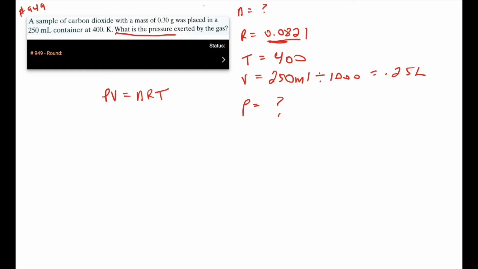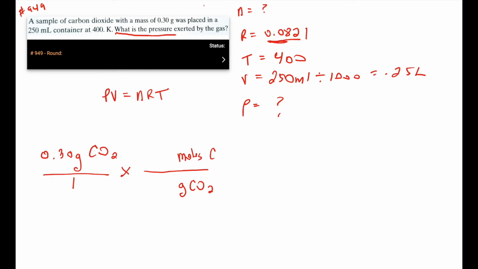All right, so you're going to get your 0.30 grams of what? CO2 over 1 times, all right, cool. So what goes down below here? Well, definitely it's going to be grams of CO2. But how do we go from grams to moles? I'll put moles of CO2 here. If you want to go from grams to moles, you got to go to the periodic table. Number of grams in and 1 mole out.